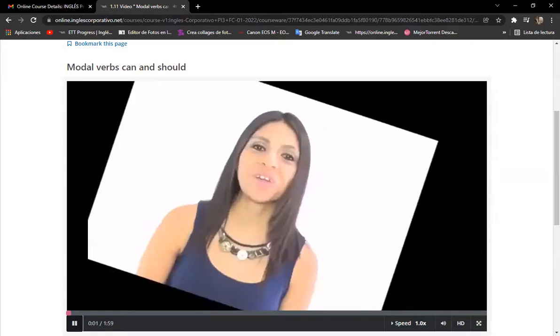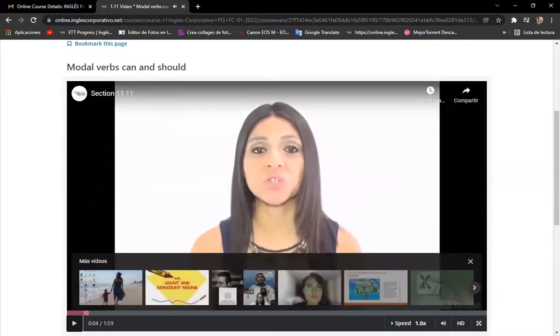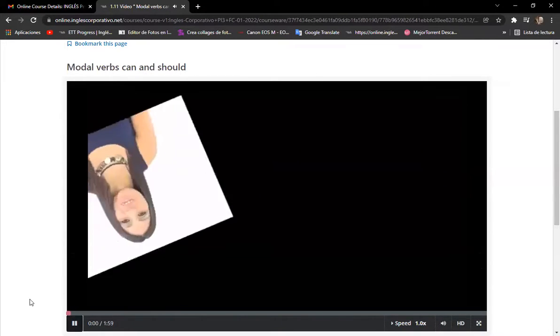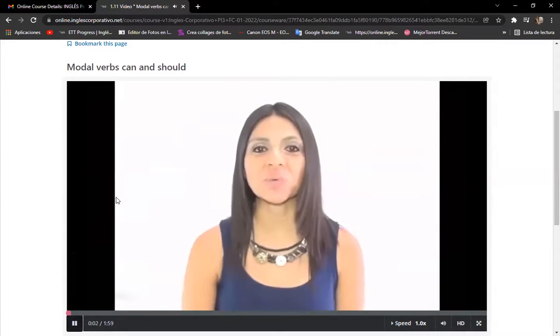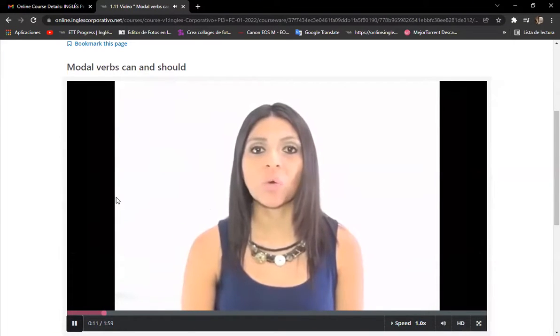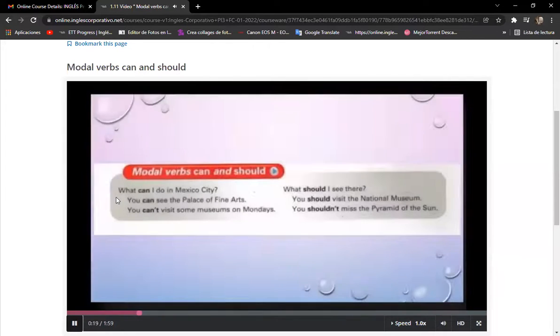Can you hear? You have already listened to a conversation where can and should were introduced. Those are called modal verbs. Modal verbs show a speaker's attitude or mood. We can also use them to ask for and give advice. Stay with us as we will explain them. Modal verbs can and should.